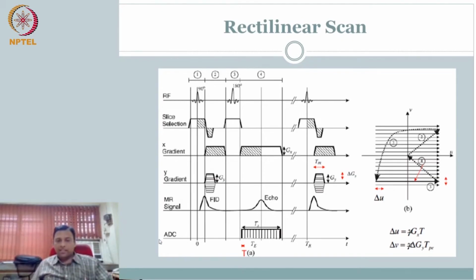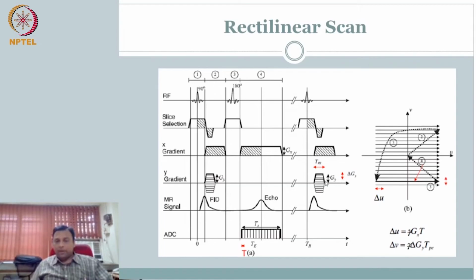Now we are actually saying this is ADC. So we are actually sampling. We are recording the signal, whatever signal that is coming. In this case, it is a spin echo, the echo from spin. So the spin echo signal is recorded over this time, but with some time period capital T. Okay, so this is your capital T.